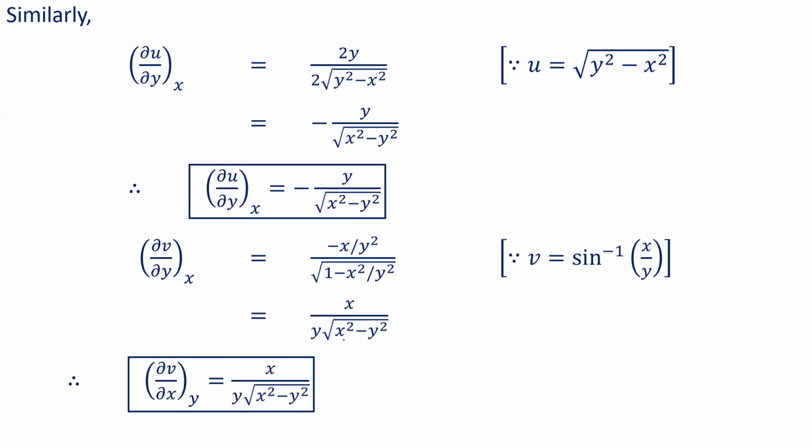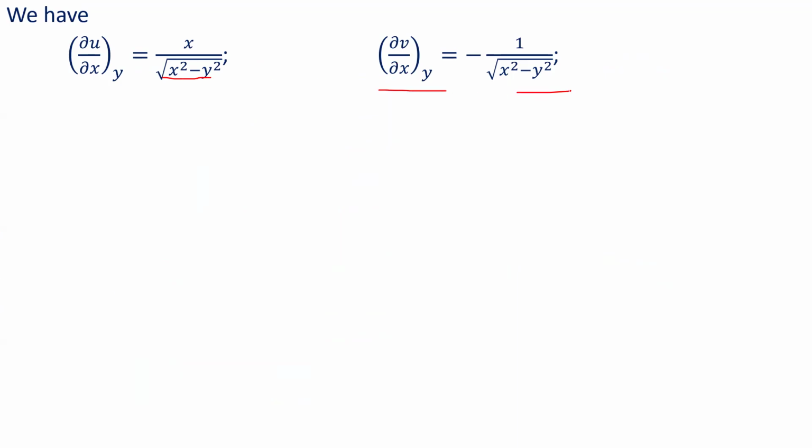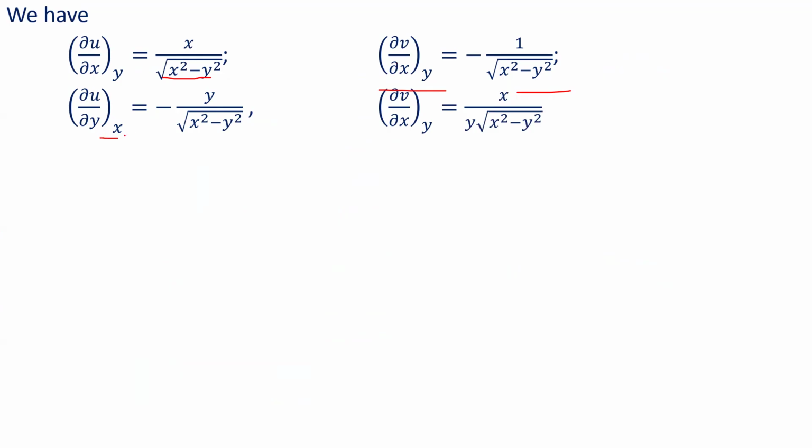So we have already obtained the given four derivatives: del u del x when y is constant, del v del x when y is constant, del u del y when x is constant, and del v del y when x is constant. So let us take the left hand side and try to prove the given result. Del u del x with respect to y is this, del v del y is this. Similarly, del u del y when x is constant is minus y upon this, and del v del x when y is constant is this. We have already obtained these.